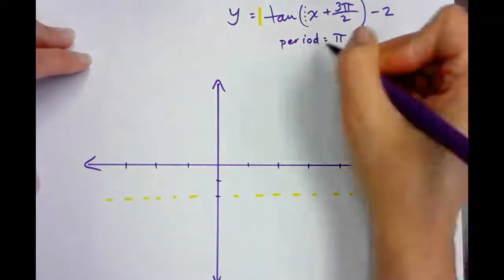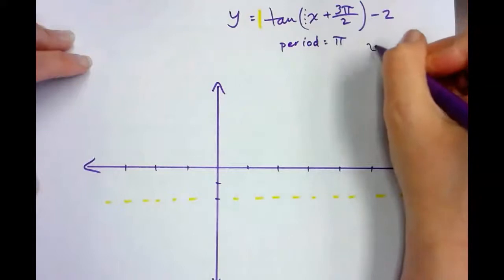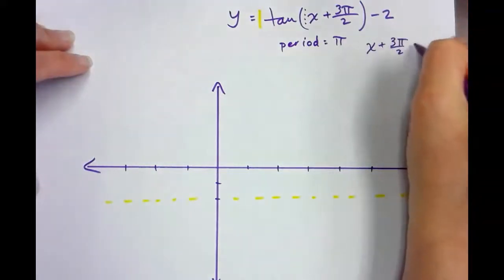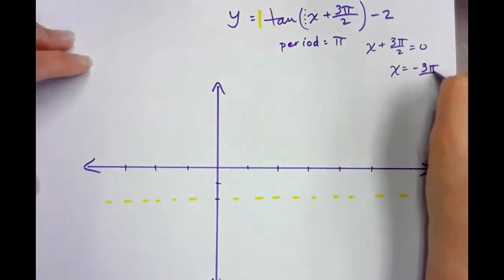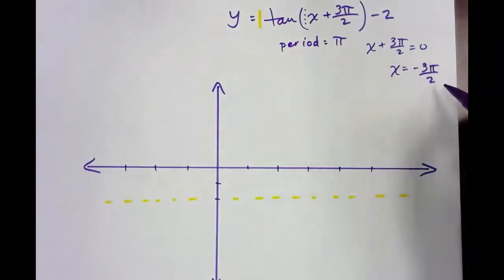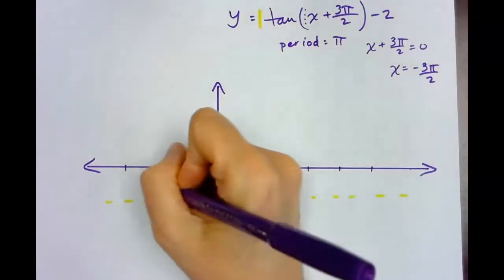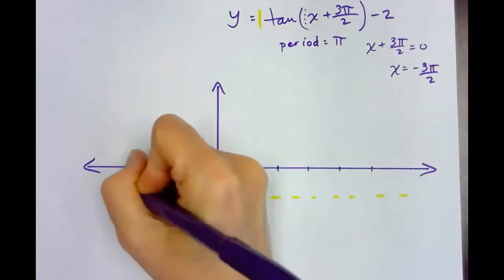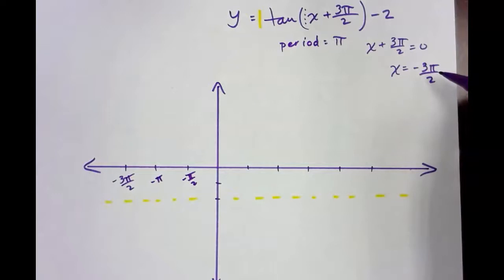Let's find out what the phase shift is by taking the quantity inside the parentheses and setting it equal to 0. We've got a shift 3π/2 to the left. So since it's in terms of π/2, we can count it off in terms of π/2. So negative π/2, negative π, and negative 3π/2. So we are shifting it all the way that way.